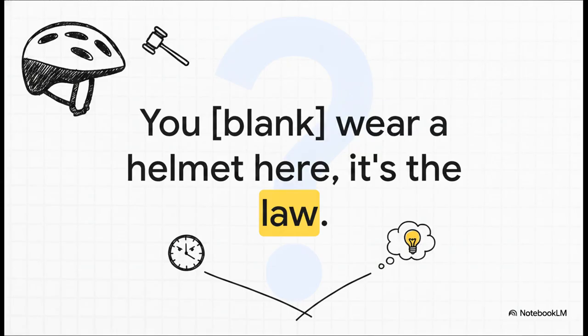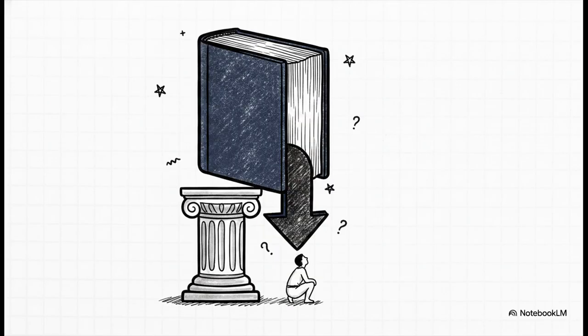It is practice time. Consider this sentence. You blank wear a helmet here. It's the law. Which one fits perfectly in that blank? Is it must or have to? Think about the source of the pressure we talked about earlier. The answer is have to. If you got that right, brilliant job. Your logic is totally sound. Because the sentence explicitly mentions the law, the obligation is coming from an external source, the government's rulebook, not your personal internal judgment.